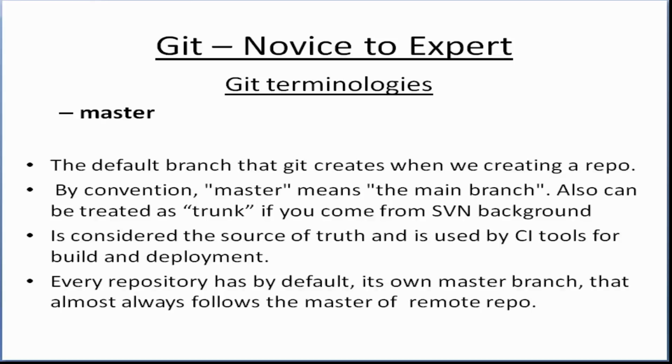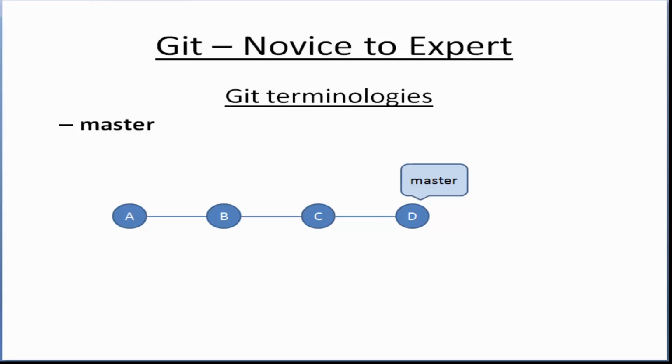By convention, master is considered as the source of truth and will be integrated with CI tools like Jenkins. Every repository has a master branch of its own and generally points to the master branch of the remote repository. This block diagram shows the logical view of the master branch after each commit.